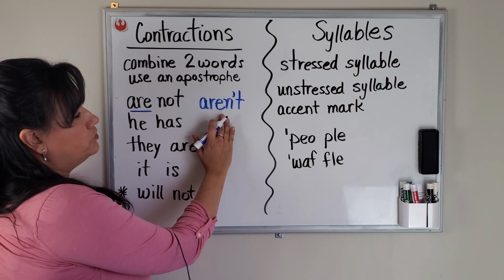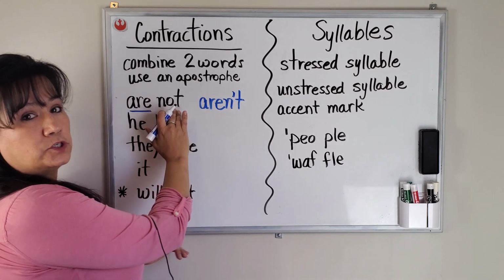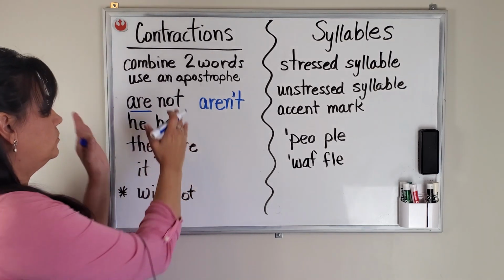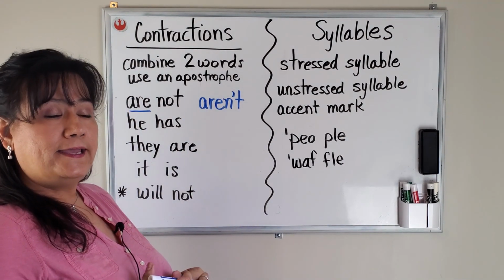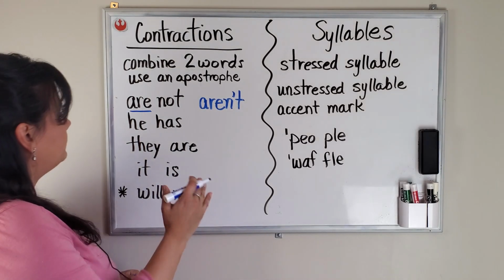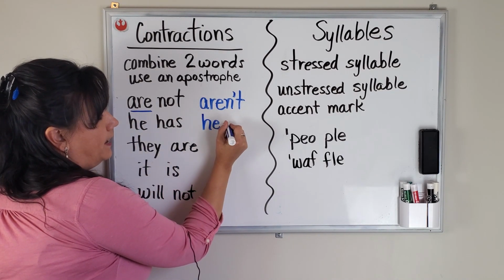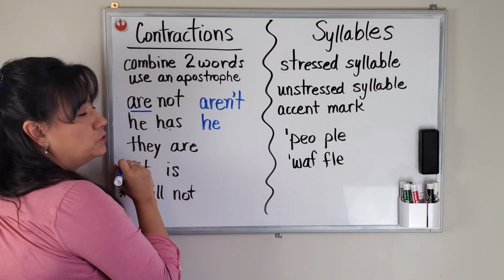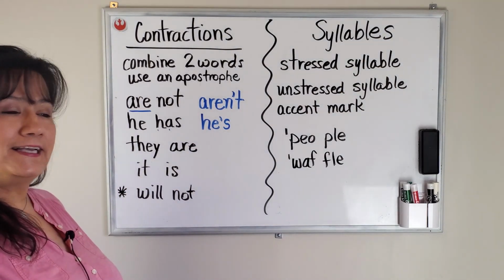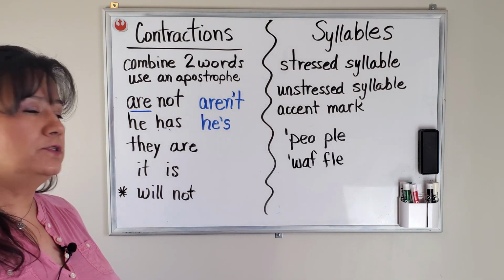And we have the contraction aren't. They are not going to school tomorrow. They aren't going to school tomorrow. So you can use either the two words or the contraction in the sentence, and it sounds perfectly right in both sentences, okay? The next one is he has. Again, we're going to use he. And we're going to remove, in this case, two letters, put the apostrophe in its place, and use he's. He has gone to the store. He's gone to the store.